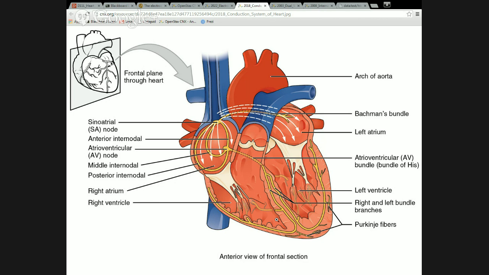So the blood in the atria is pumped down into the ventricles, and then the ventricles pump that blood out into the arteries. So blood in the atria is pumped into the ventricles, and that pumps it out into the arteries. Right and left are doing the exact same thing at the exact same time, but with different blood.